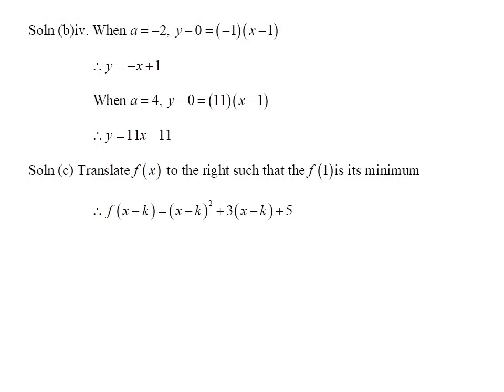Since f(x minus k) can be written as (x minus k) squared plus 3 times (x minus k) plus 5, which can be written as (x minus k plus 3 over 2) squared plus 11 over 4. So when negative k plus 3 over 2 equals negative 1, which gives k equals 5 over 2, the shortest distance between P and the function y equals f(x minus 5 over 2) is 11 over 4.